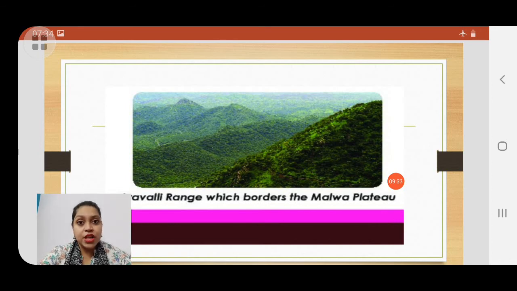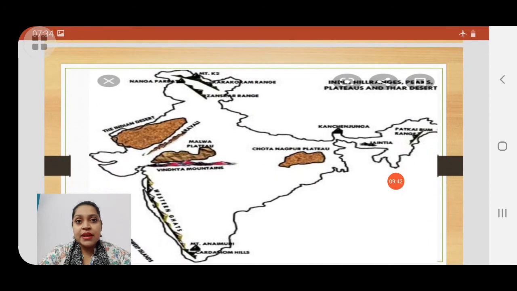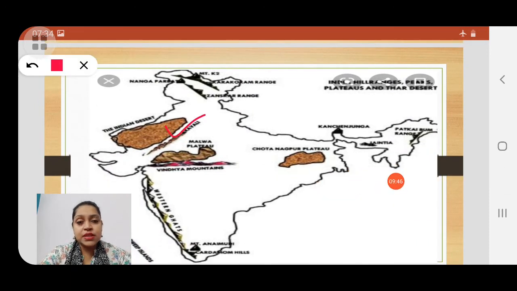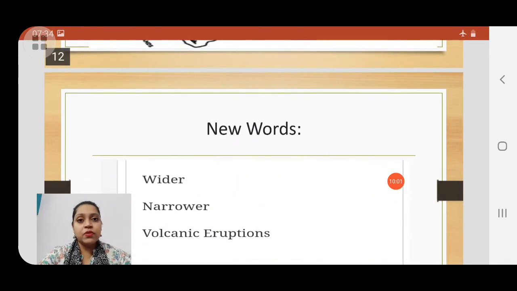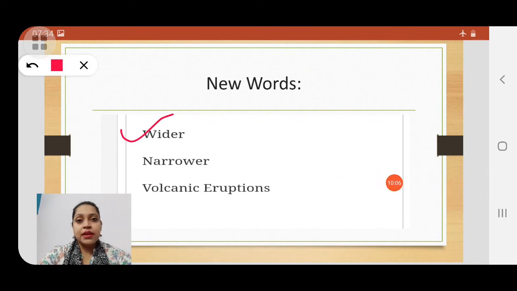So children, we shall stop till here. Let's see the new words. See clearly, this Aravalli range is towards the north of the Malwa Plateau, and the Vindhya mountains are towards the south of the Malwa Plateau, and both these hills border the Malwa Plateau. So what are the keywords? The keywords are wider, narrower, and volcanic eruptions.